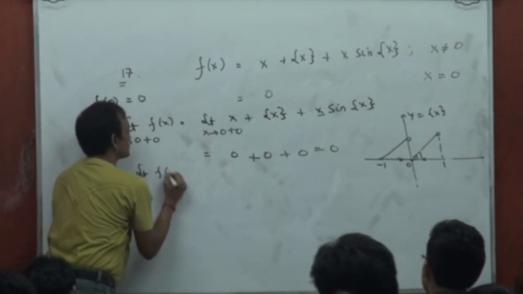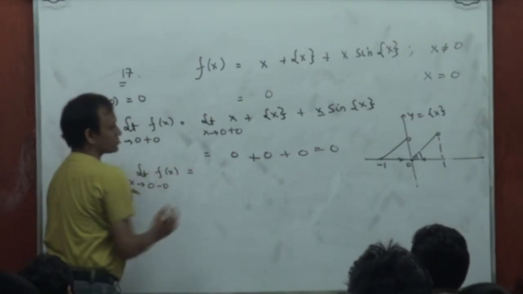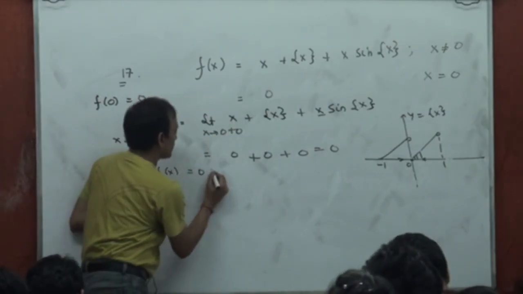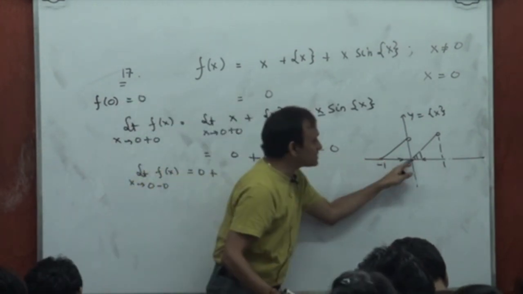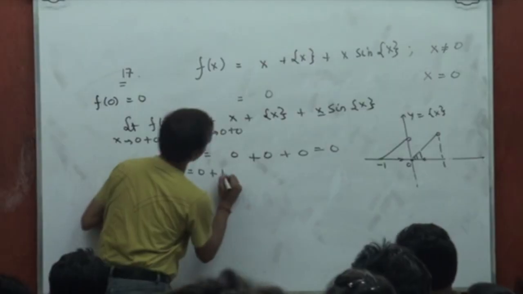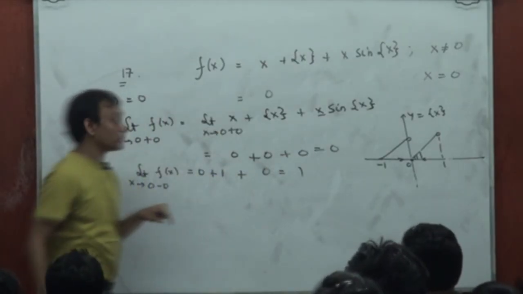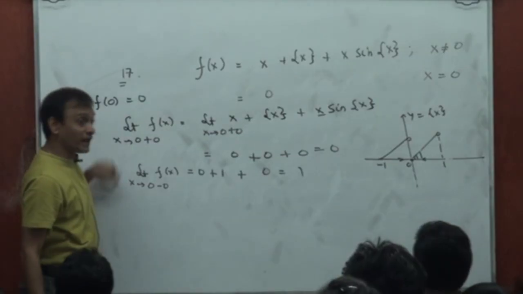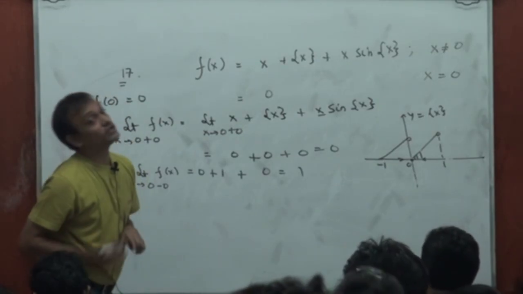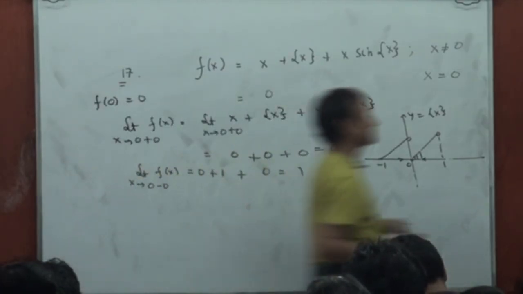Now limit fx, x tends to 0 from the less than 0 side. Now this will be 0. As x tends to 0 from the less than 0 side, fractional part of x tends to 1, it will be 0. So the right hand limit is 1. So left hand limit and the right hand limits are not equal. The function therefore is not continuous at x equal to 0.